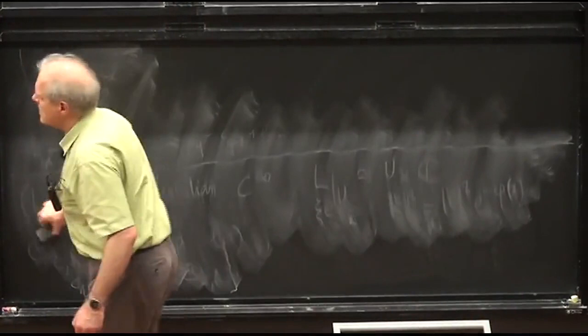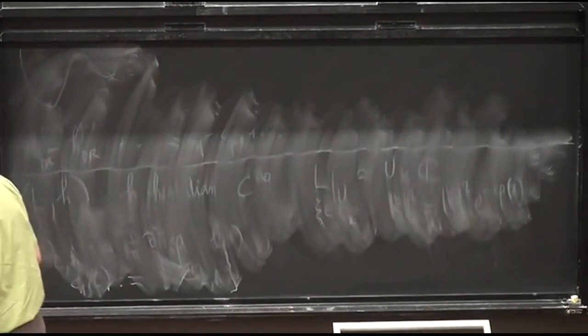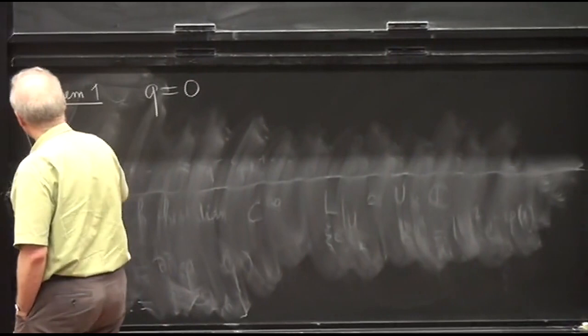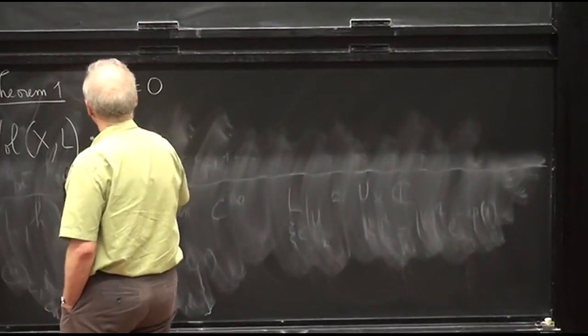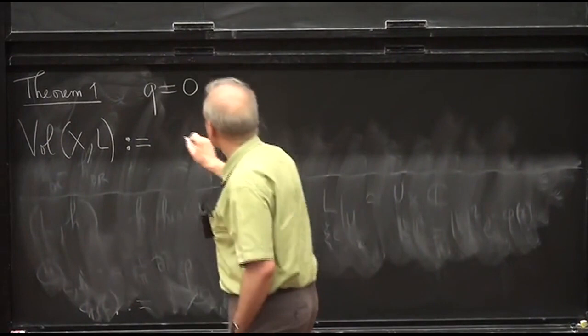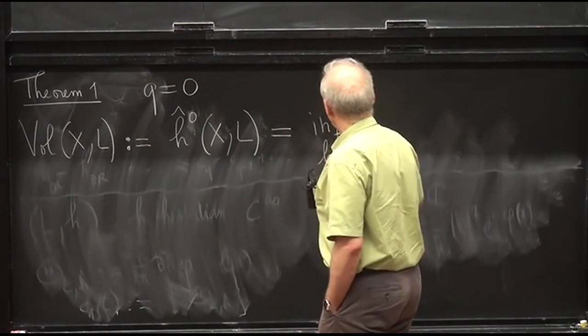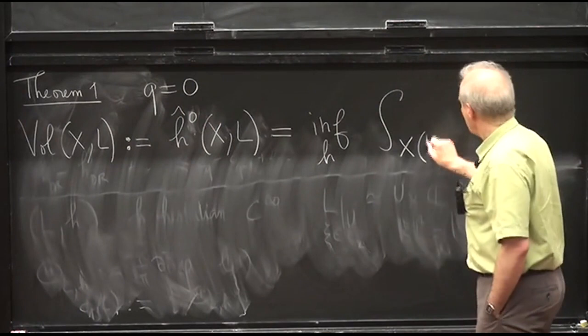Okay, and now I can state two theorems. So theorem one: the conjecture, the optimistic conjecture, is okay for q equals zero. So in that case, it's called the volume. The volume of a line bundle is just the asymptotic growth of the sections. So it's just h hat zero of X, L, and this is indeed equal to the infimum over all smooth metrics of the Morse sums on the index zero set.